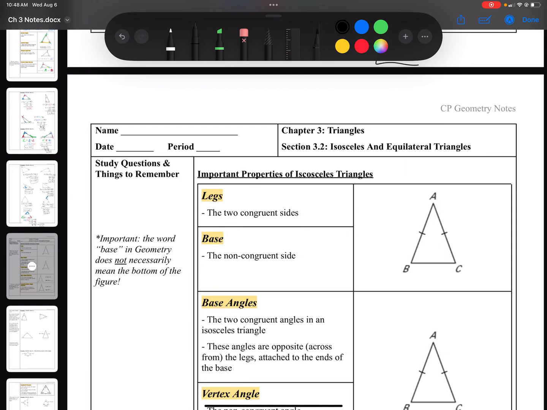3.2 Isosceles and equilateral triangles. In this section, we're going to dive into more properties about triangles, specifically with isosceles and equilateral triangles.